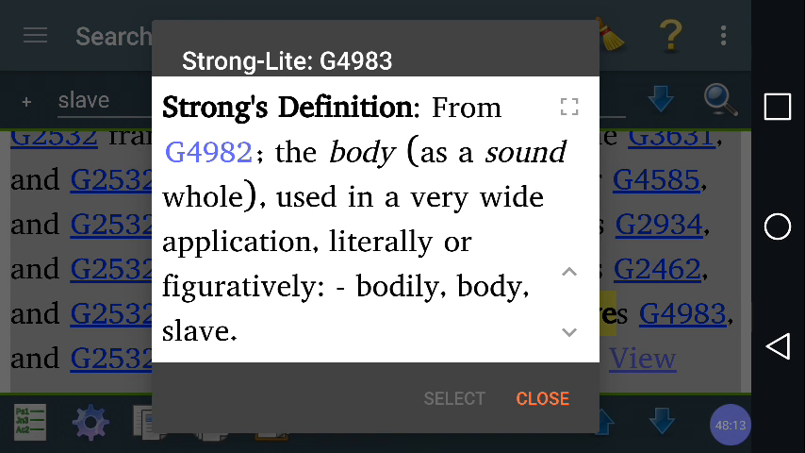But here, the body as a sound whole, using a very wide application, literally or figuratively. It says bodily, body, and slave. Now, the last three you see right there in Strong's definition, when it has that hyphen, it's showing how you may find this in the King James Version of the Bible. You'll find the word soma being used to say bodily, used to say body.